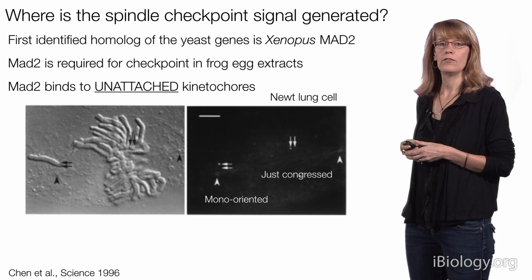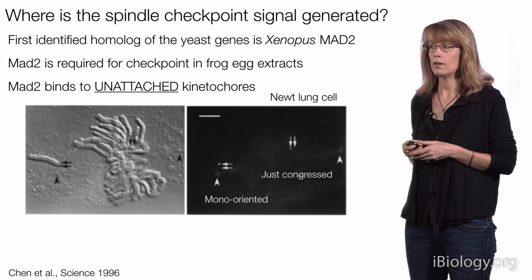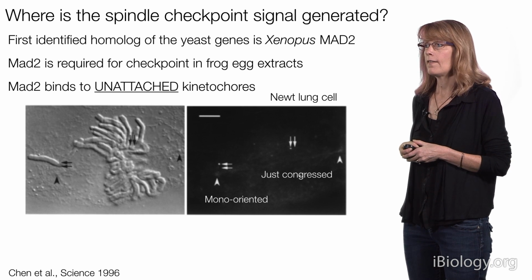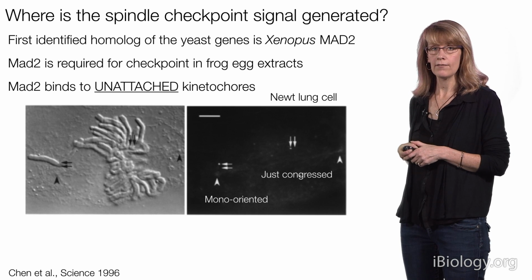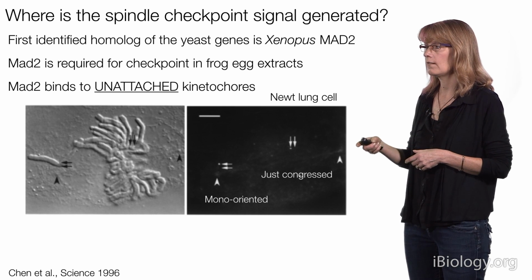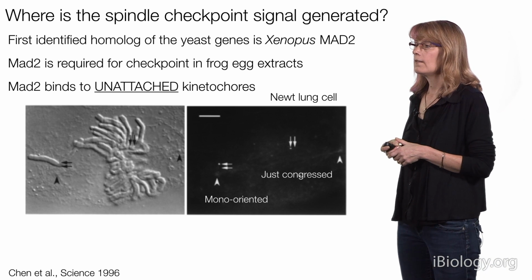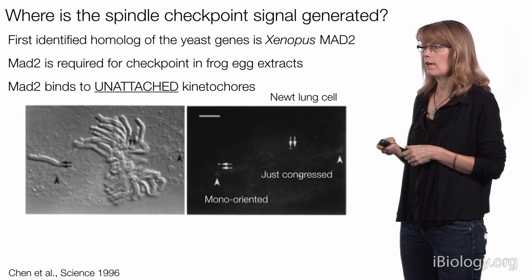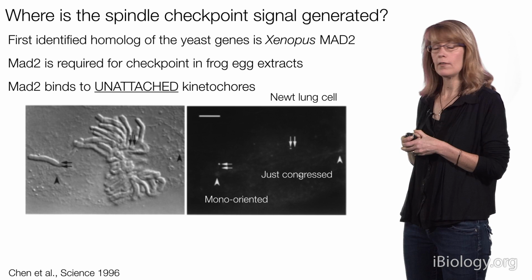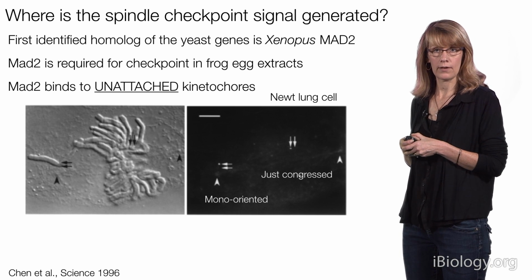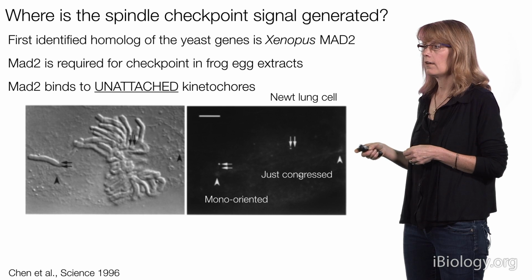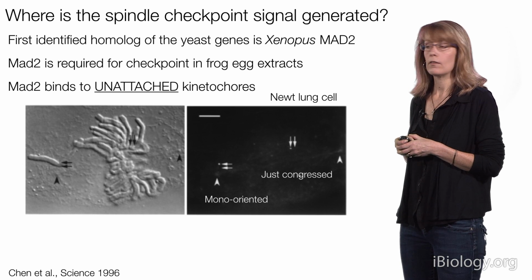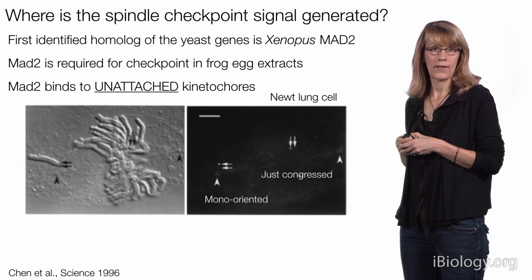Okay, so where is the checkpoint signal generated? The first homolog of the yeast genes identified was the Xenopus MAD2 gene, and the Murray lab showed that it's required for the checkpoint using frog egg extracts. And then they made the striking finding that MAD2 binds specifically to unattached kinetochores. So you can see that in this image here from their paper. This is a newt lung cell, and this was a collaboration with Ted Salmon's lab. And you can see on the left the chromosomes, that most of them have aligned at the metaphase plate and are properly attached to microtubules. And then on the right is immunofluorescence against MAD2, and you can see there's almost no MAD2 staining. So the kinetochores that are properly attached do not have any MAD2.